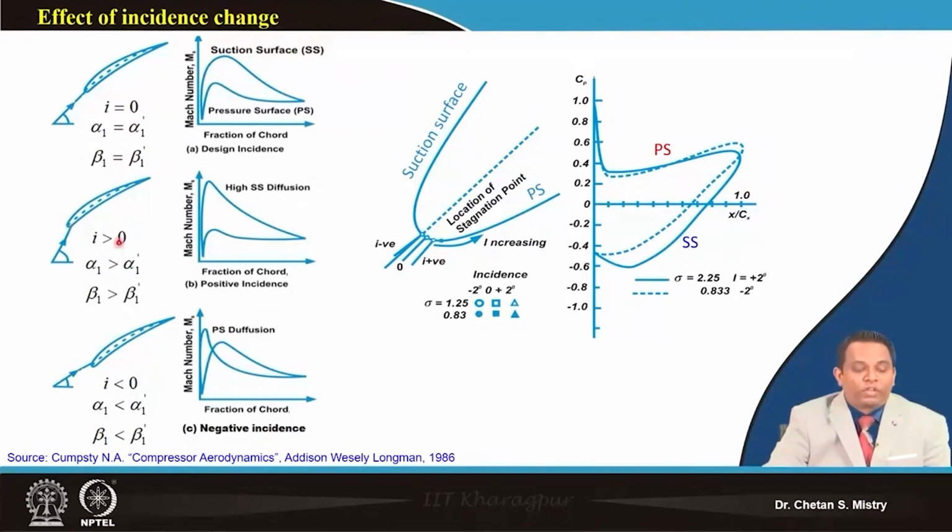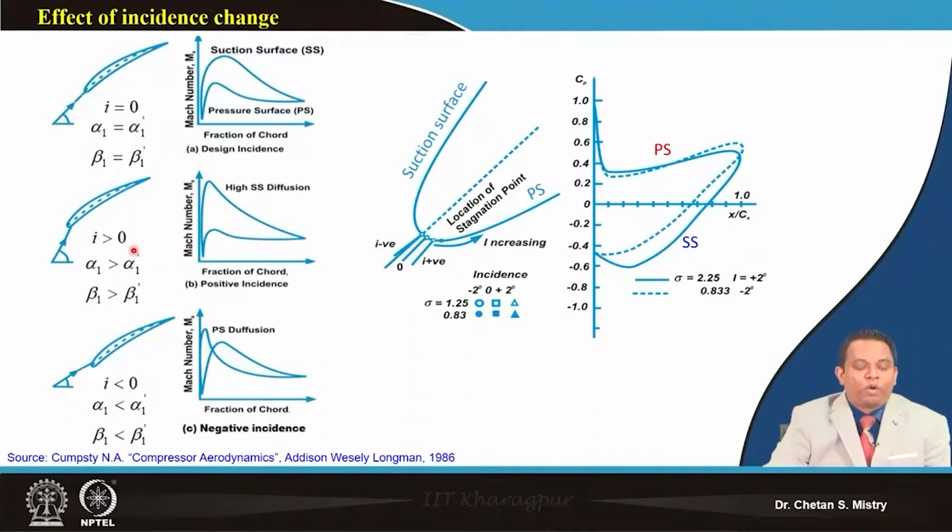If this is your case, we are having a whole lot of acceleration, great acceleration, happening on the suction surface up to 10 to 15% of chord. So here we are having great acceleration. And on the later part, we will be having the diffusion happening. Okay, so it says high suction surface diffusion is happening on my suction surface.